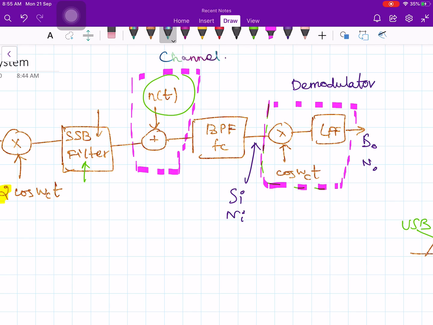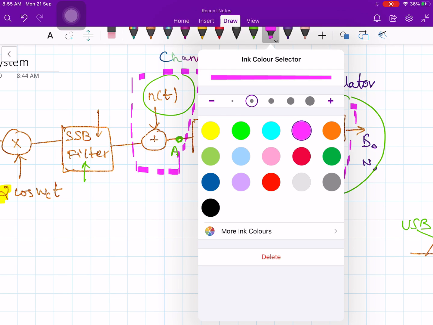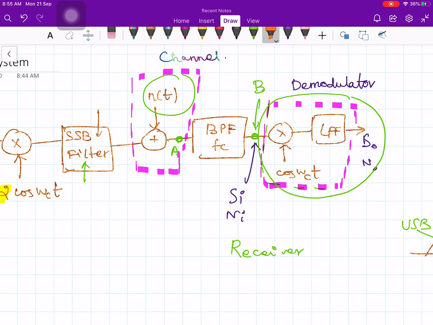Okay, so let me call this point A and this point B. Actually this whole thing is the receiver, including this part and this part, the whole thing is the receiver, and this part is the demodulator. The demodulator is a part of your receiver, because the receiver includes from this point only. Okay, this whole thing is my receiver.